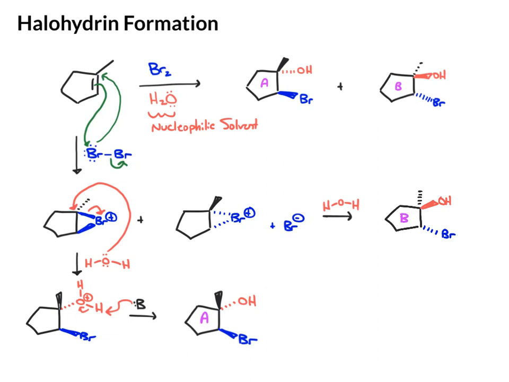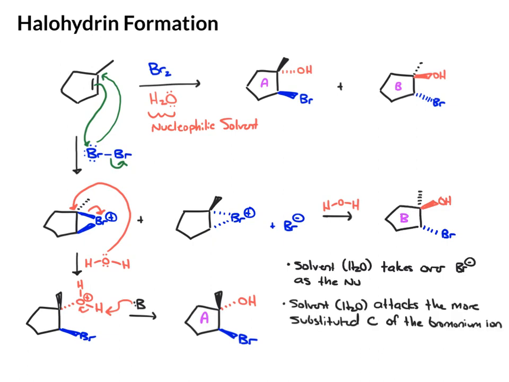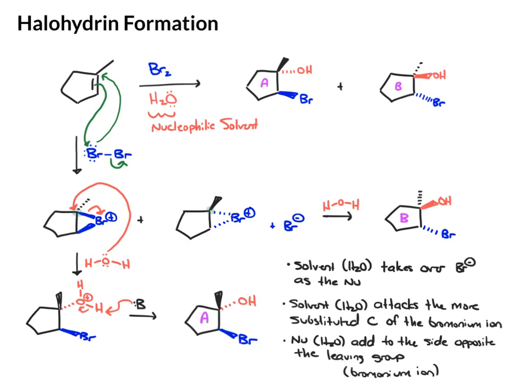So a couple of features with this. The solvent, which in this case is water, takes over the bromide as the nucleophile. The solvent attacks the more substituted carbon of the bromonium ion. So that is this carbon here in each case. And finally, the nucleophile or solvent water adds to the side opposite the leaving group, and the leaving group is the bromonium ion.